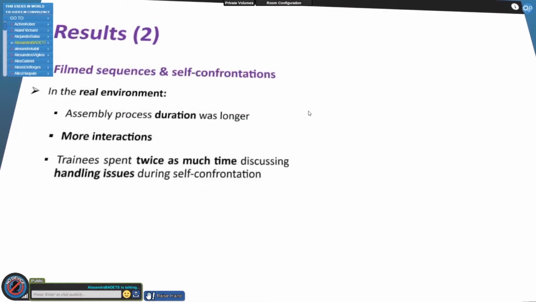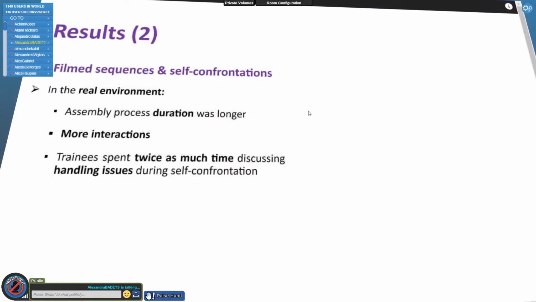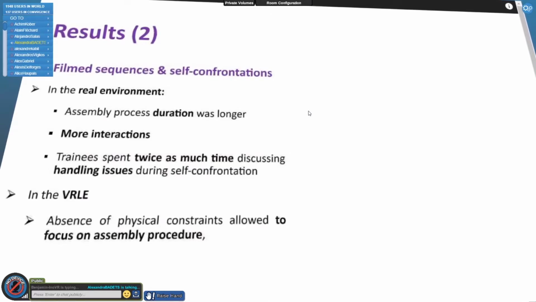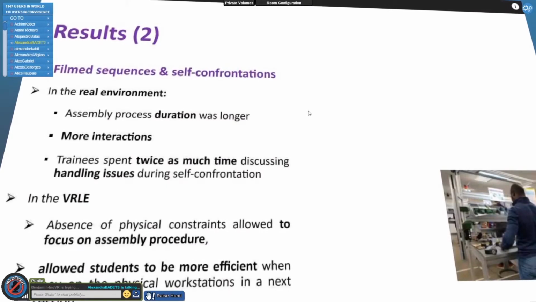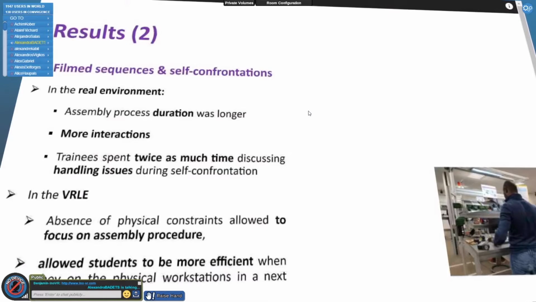Then the VR trainees expressed that this absence of physical constraints did allow them to focus more on the assembly procedure. It allowed them to understand how the different tasks followed one another, and they felt they were not impeded by handling difficulties or wasting time on the actual assembly detail, like the trainees in the real world were. So the VR trainees felt and insisted that the VR session allowed them to be more efficient once they carried out the assembly process on the physical workstations.